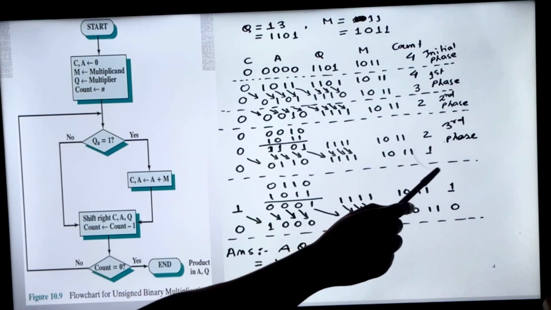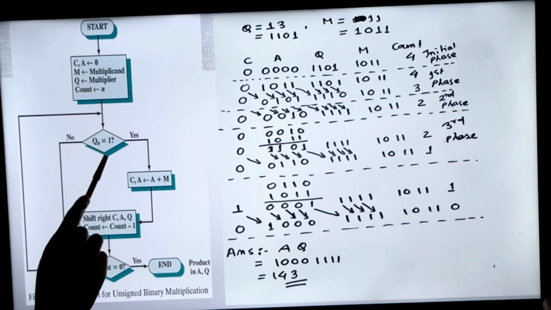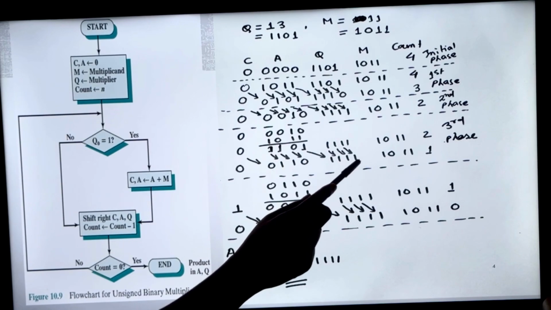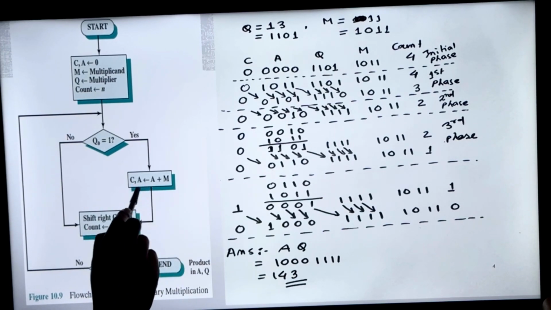So still my count is not 0. So what will I do? I will again repeat the same steps. So what do I have here? Q naught equals 1 or not? Check it. What is my Q naught? Yeah, it's 1. If it is 1, again I will come this side. I have to perform A equals A plus M.